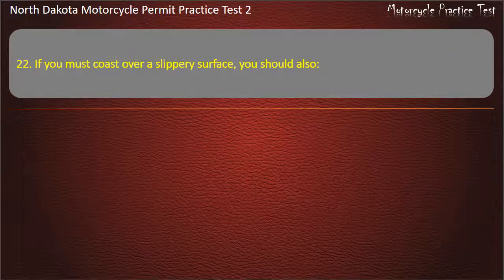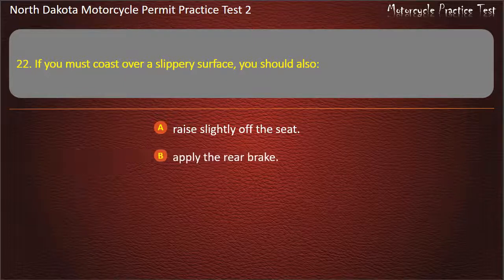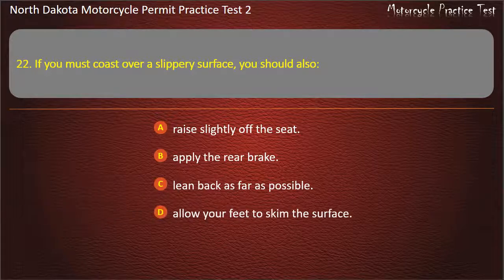Question 22. If you must coast over a slippery surface, you should also: Raise slightly off the seat. Apply the rear brake. Lean back as far as possible. Allow your feet to skim the surface. Answer: Allow your feet to skim the surface.